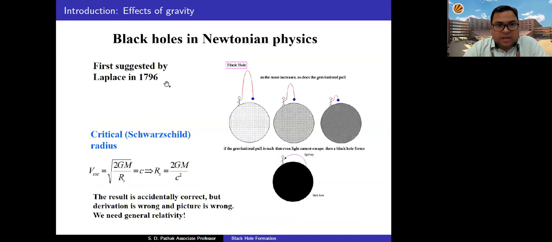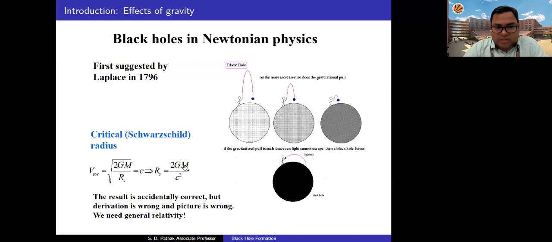In classical physics, how does it encounter the black hole? On the right hand side in this panel, you can see the escape velocity increasing and increasing and increasing. And finally, particles or things cannot escape from the surface. And this is the black hole, but it is wrong. The result is accidentally correct, but the derivation is wrong. This mathematical derivation is not perfect. This derivation can be obtained from the general theory of relativity. Later we will see.